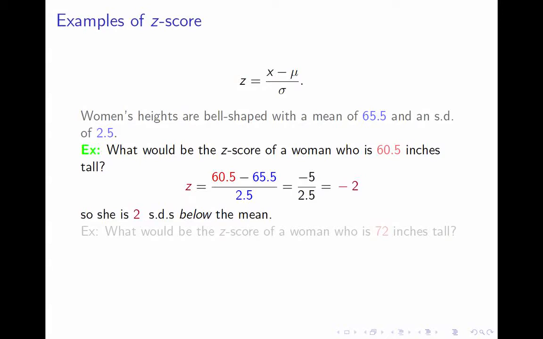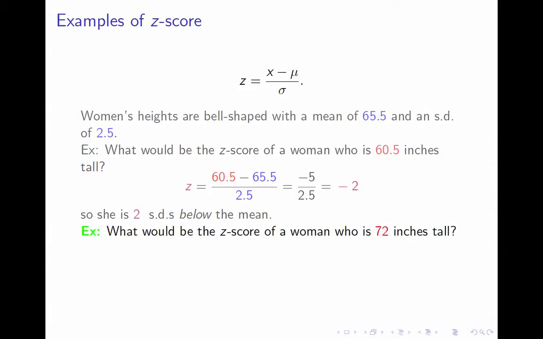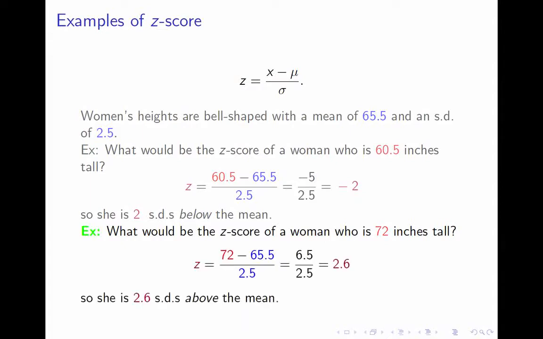All right, if you've got that, try this. Let's find the z-score of a woman who's 72 inches tall. Okay, 72 minus 65.5 is 6.5. If you divide that by 2.5, you get 2.6, and you conclude she is 2.6 standard deviations above the mean.